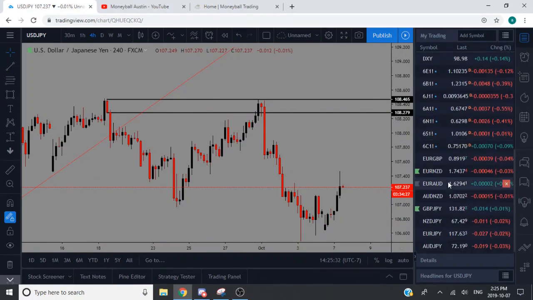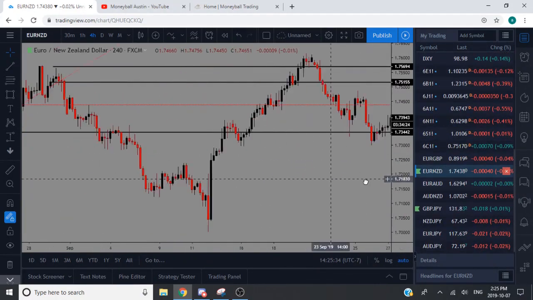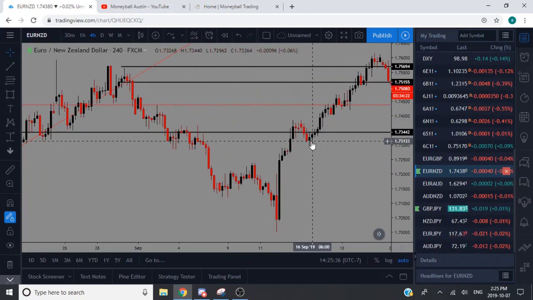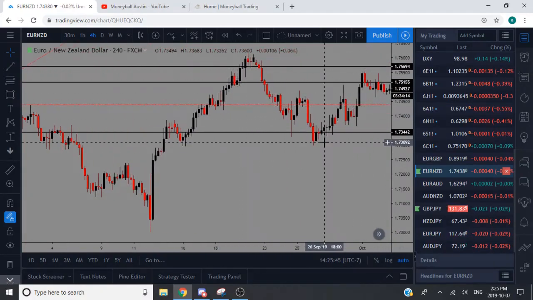But then the Euro New Zealand one that I was watching, it's the exact same setup, but this one didn't work. Poor arrival, not the arrival we want, and price broke through it and then started to turn.